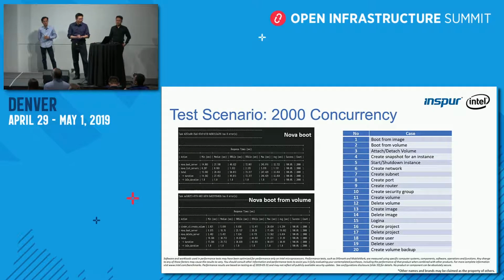As for control plane performance, we conducted 20 cases under 2,000 concurrent requests with Rally, including the actions and operations of instance, volume, network, etc. And our system can successfully pass all the cases.